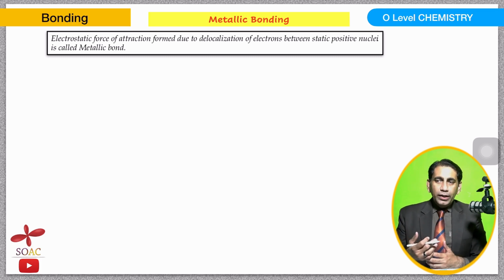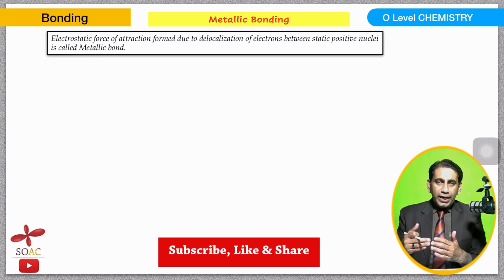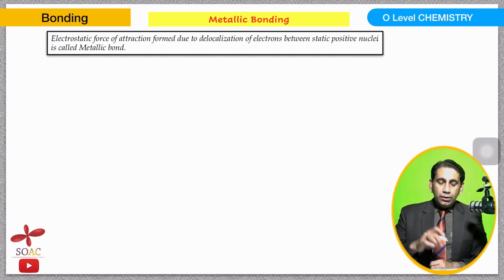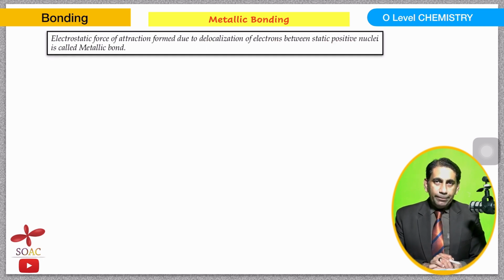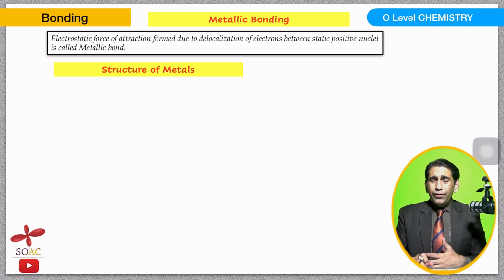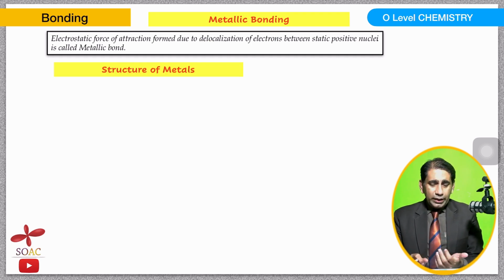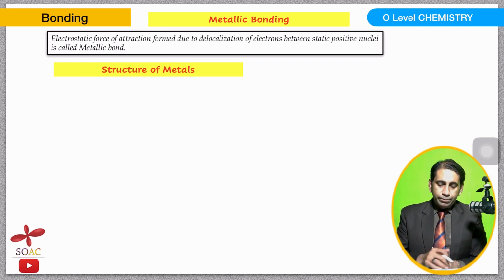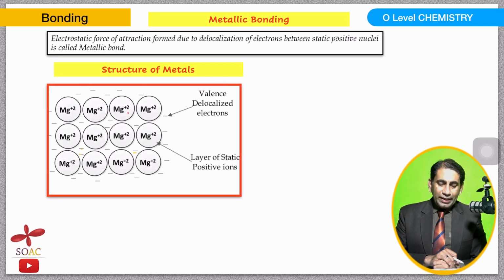Electrostatic force of attraction between two non-metallic atoms that are sharing electrons is called a covalent bond. Electrostatic force of attraction between delocalized electrons and static positive ions is said to be metallic bonding. These are basically a different, unique type of bonding as compared to the other two, covalent and ionic bonding.